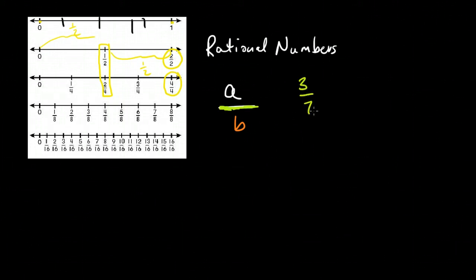So 3 over 7 is a rational number. Or negative 5 over 2 is a rational number. 1 and 1/2 is a rational number. And of course all the other numbers, 1, 2, negative 5, are all rational numbers because they can all be written that way. The number 6 can be written as 6 over 1, so 6 is a rational number.